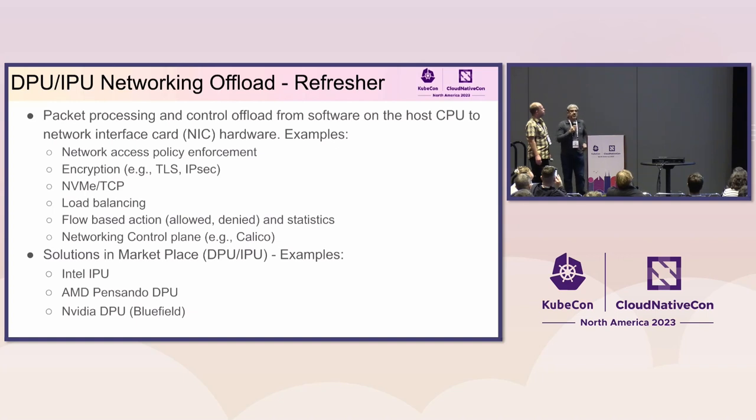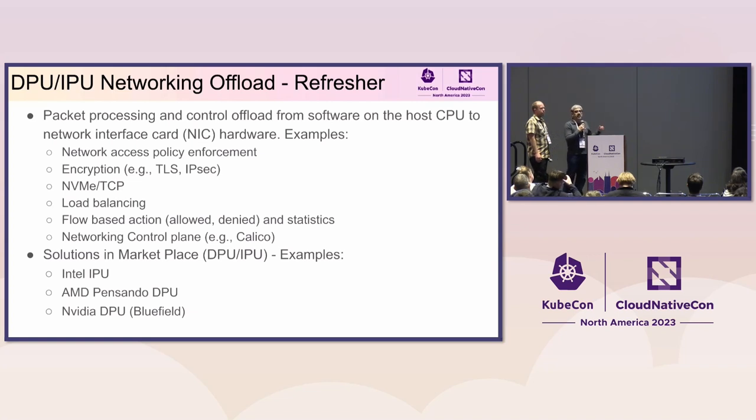As a refresher, what we usually mean by offload is offloading packet processing as well as some control plane functions from the host CPU to the hardware or to the NIC. In general, we talk about DPUs and IPUs in this context because they have basic processing, usually an ARM cluster, that allows you to do control plane processing in addition to hardware offload for the data plane functions. Examples of things that we'd like to do in hardware are policy enforcement, encryption, load balancing, some statistics, in addition to, as I said earlier, network control planes such as BGP, for example, being offloaded to the DPU or IPU in the context of Calico as an example.